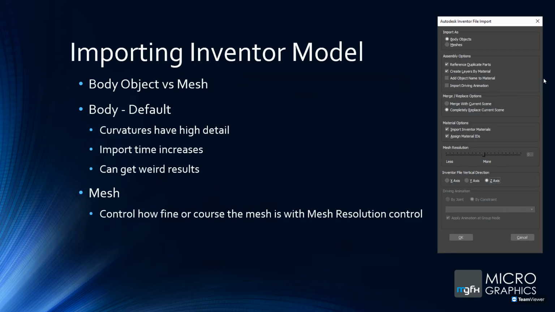Okay, so this is the Inventor file import dialog box that you do have. The first thing that it asks for is, do you import it as a body object or a mesh? Normally the default is body object, so you can use that. The nice thing about the body is that the curvatures also have high detail. But the import time does increase. It does take longer to import a body of the same amount of parts and assemblies into 3ds Max versus a mesh, for instance. And sometimes you do get weird results. And if that does happen, then obviously go use the mesh.